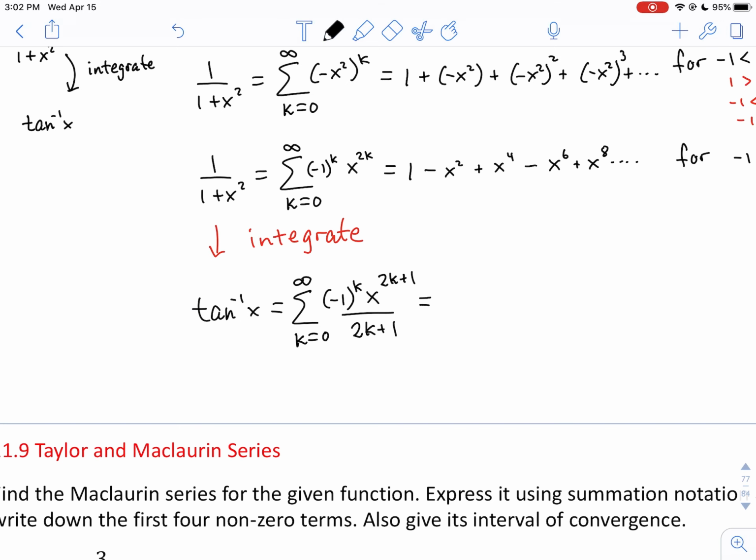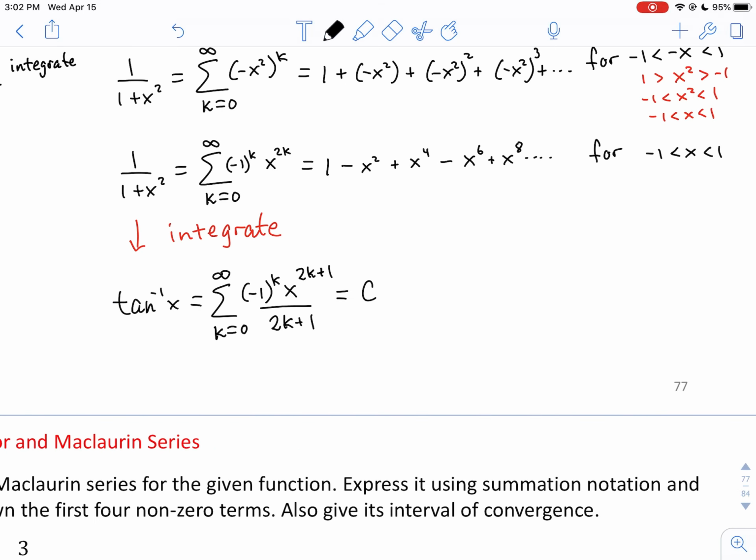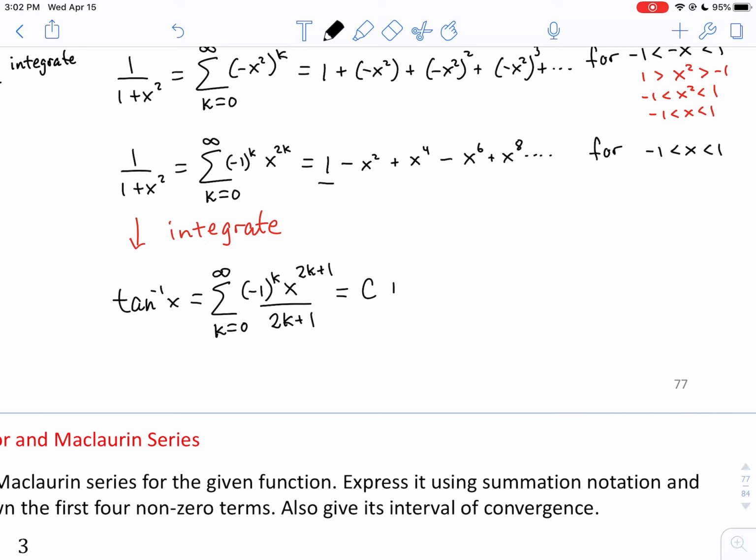On the other side, we do have to include the constant of integration, c. Then we integrate 1, that's just x. Then integrate negative x squared, that's negative x cubed over 3. Then integrate positive x to the 4, positive x to the 5 over 5, etc.